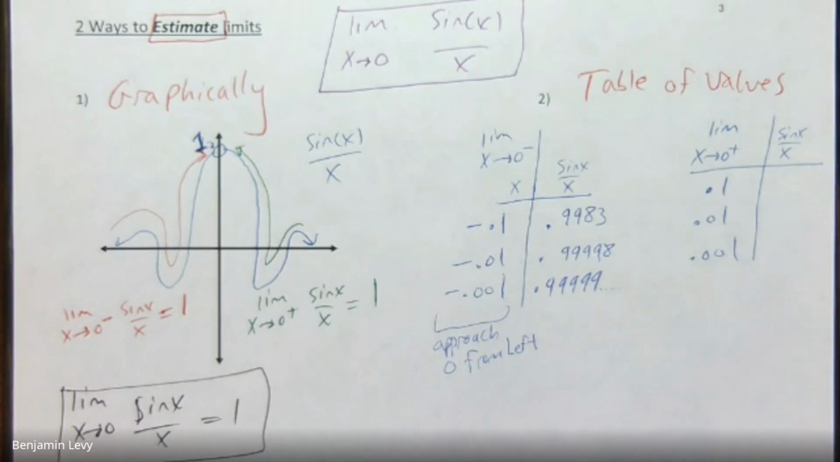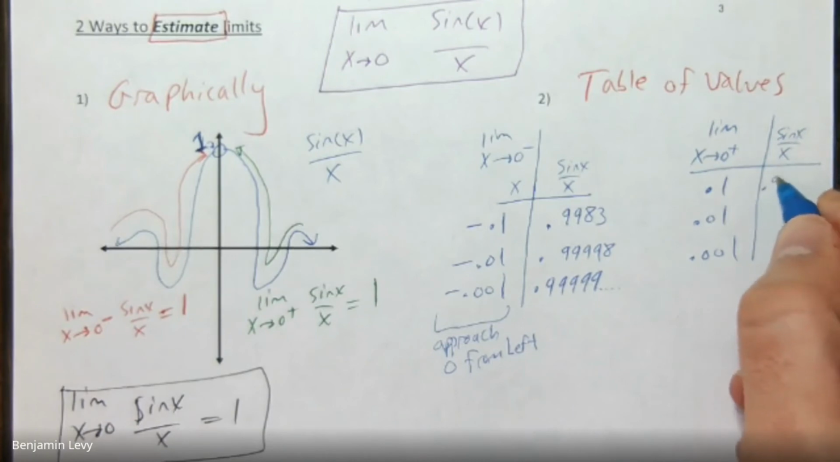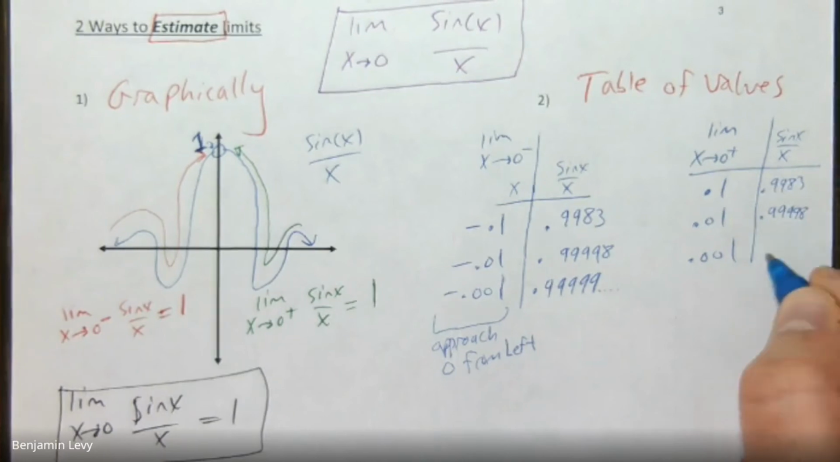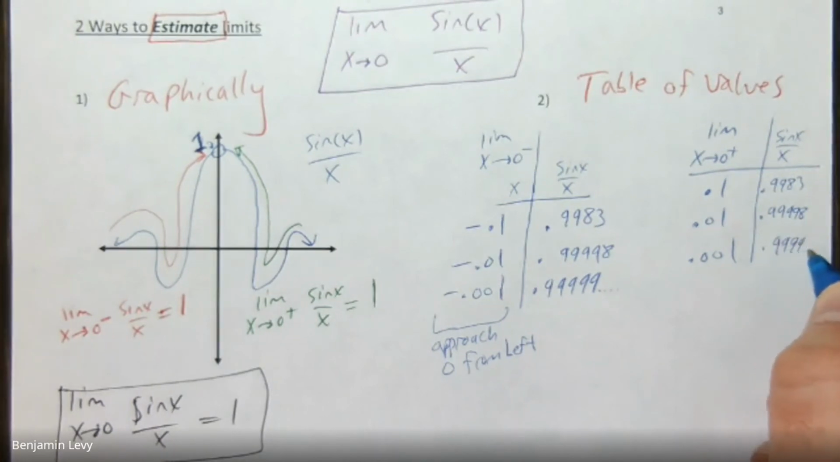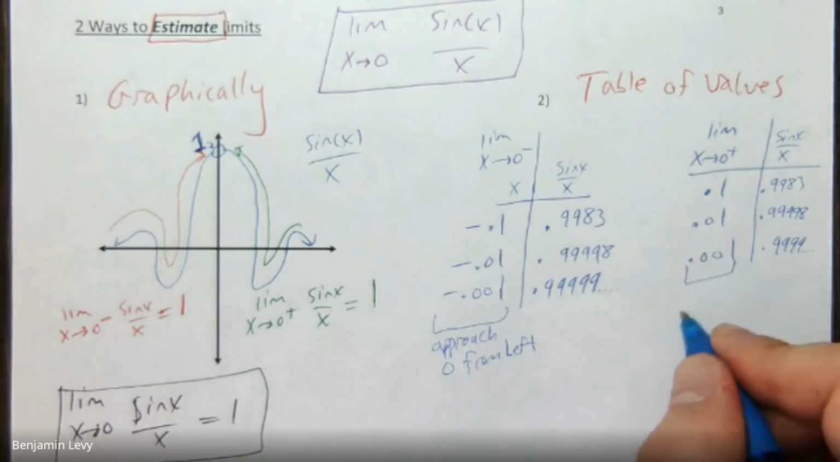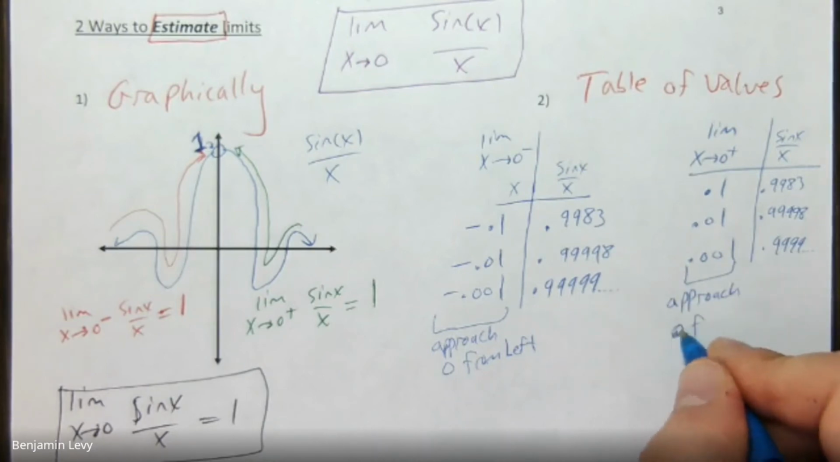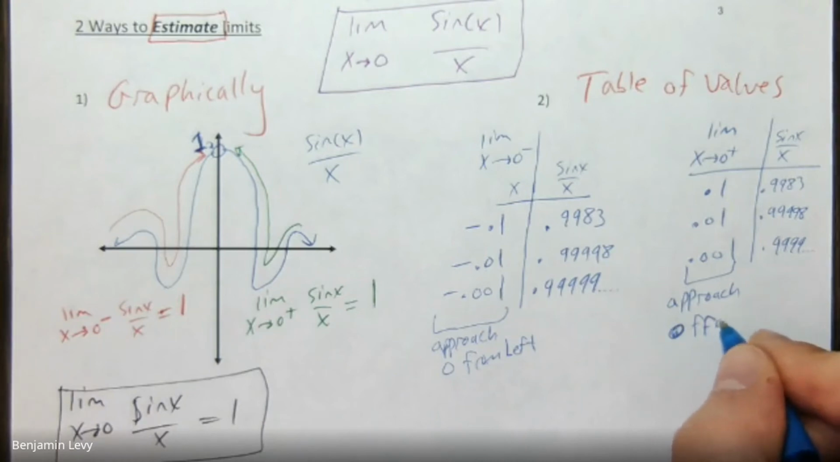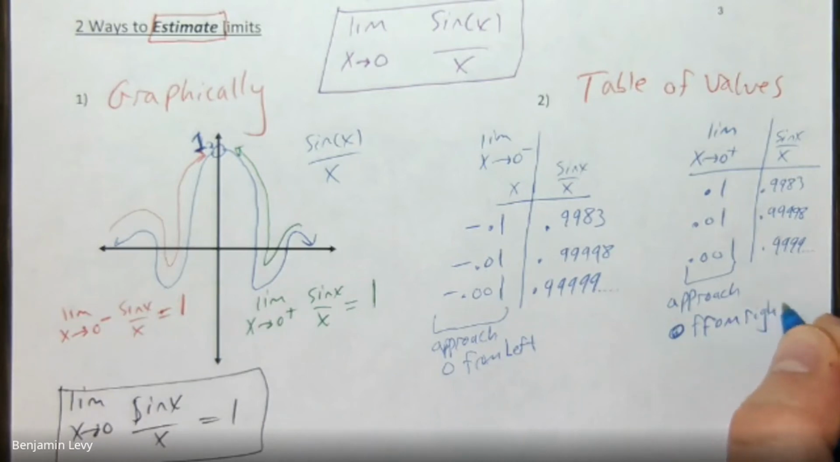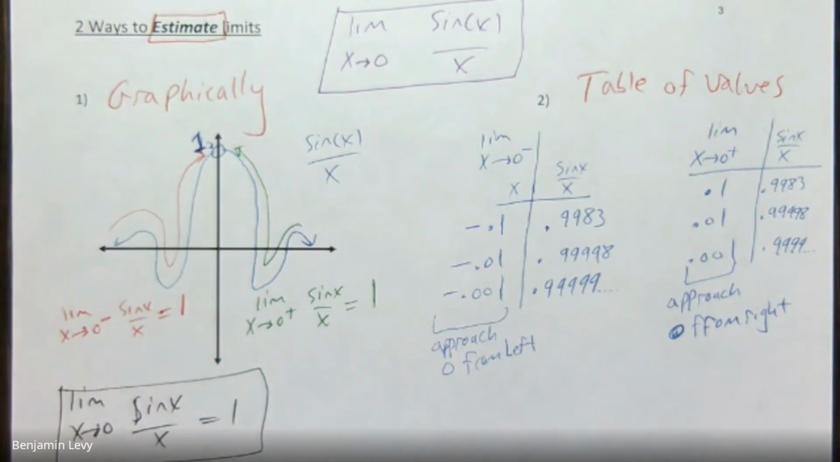And the same thing happens when you approach from the right. You get numbers that approach 1, literally the same numbers, 0.9983, 0.99998, and then just a bunch of 9s repeating. So these numbers are approaching from the right. And in both cases, they're both getting closer and closer to the number 1, right? You keep adding 9s on, and eventually you're going to get closer and closer and closer to 1.